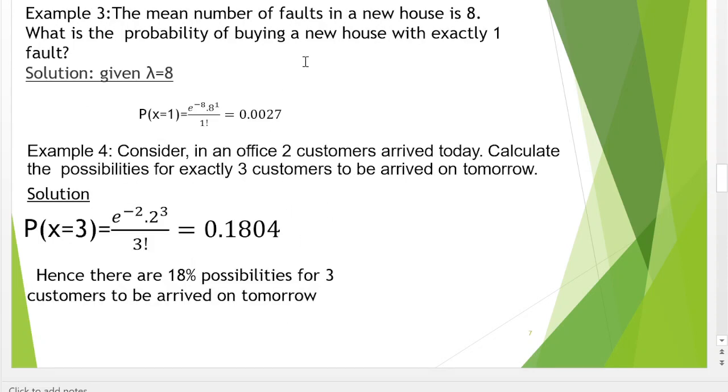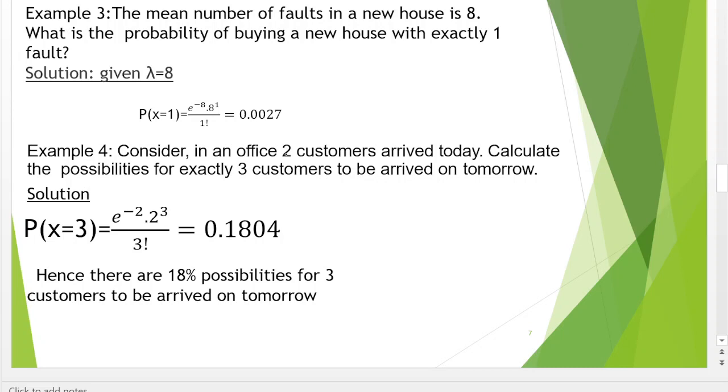The mean number of faults in a new house is 8. What is the probability of buying a new house with exactly 1 fault? So here the average faults are 8. The probability of x is equal to 1. Substituting lambda as 8 and x as 1, we get 0.0027.